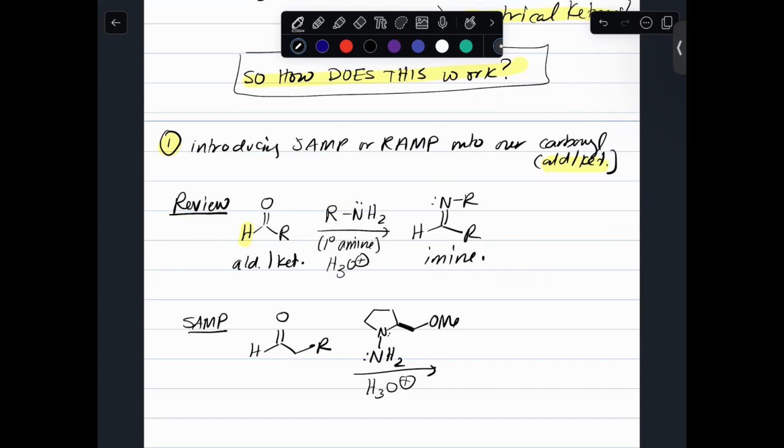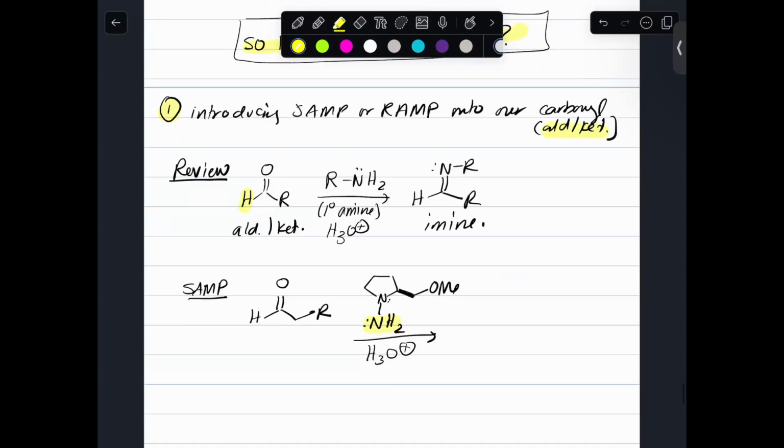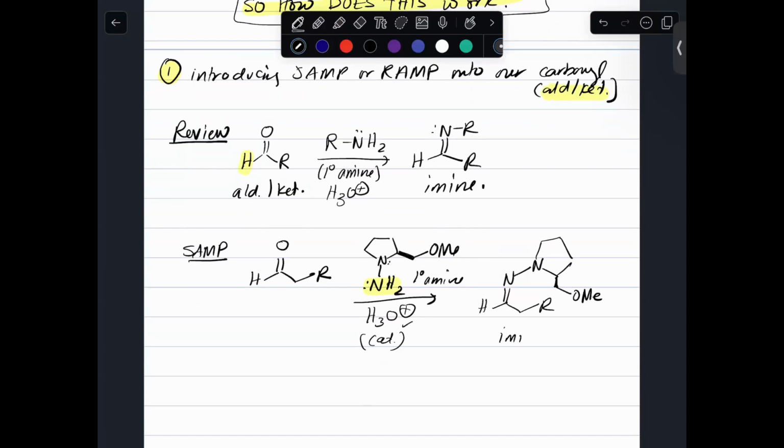Now, what I want you to note is that our SAMP molecule has two nitrogens, right? But this is the nitrogen that I care about. That's the nitrogen that's doing all the chemistry. That's the one that's got two protons that I can get rid of. And this is, of course, a primary amine. In the presence of an acid source that's a catalyst, you, of course, get an imine. And here is your imine. Please notice the similarities between the two, what you've learned in Chem 124 and what we're learning now. The mechanism is exactly the same as what you've learned in Chem 124.